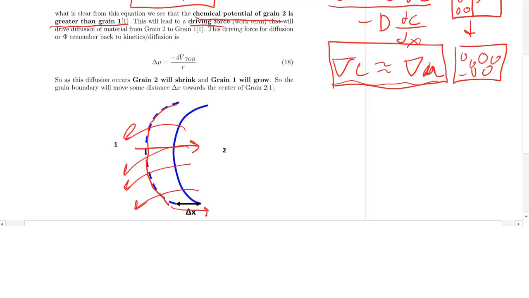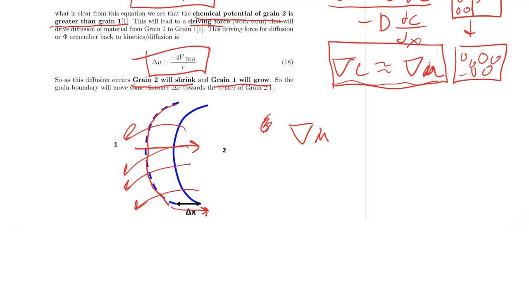It is going to move some distance, delta x, based on that change in chemical potential. This driving force right here. So as those atoms flow, the interface is going to move, and it's going to shrink. Basically, 2 is going to shrink. So grain 2 will shrink. Grain 1 will grow, based purely, again, on this difference, this driving force in chemical potential. Just like we saw the Kirkendall effect, it's all just driven due to curvature.